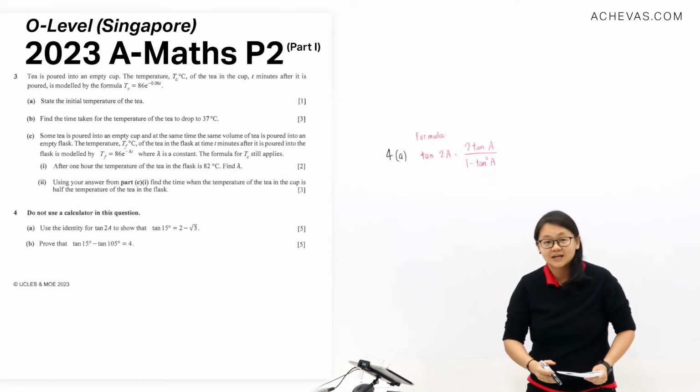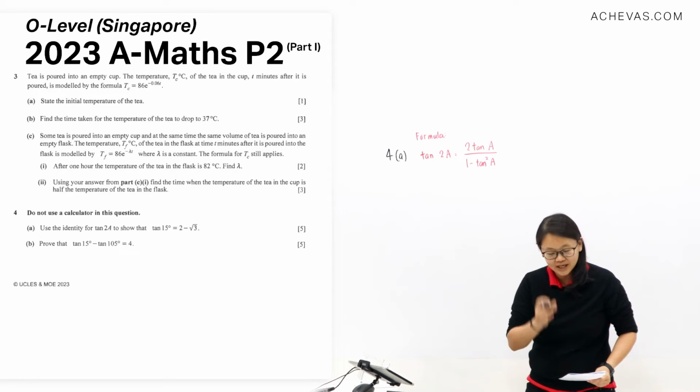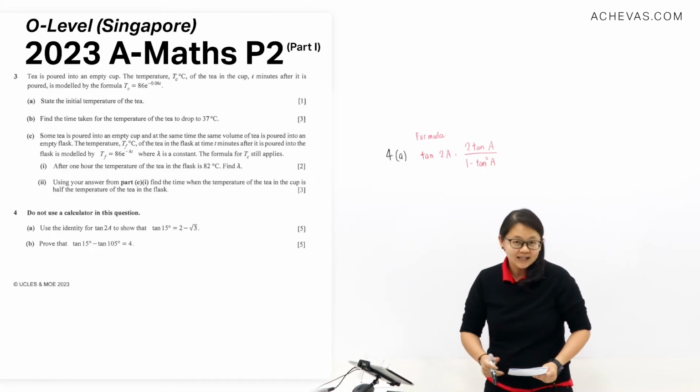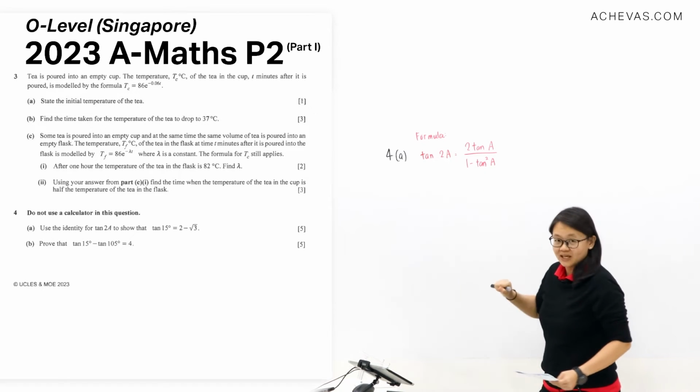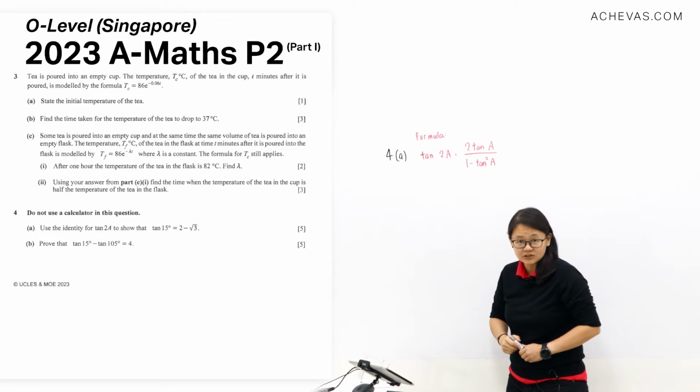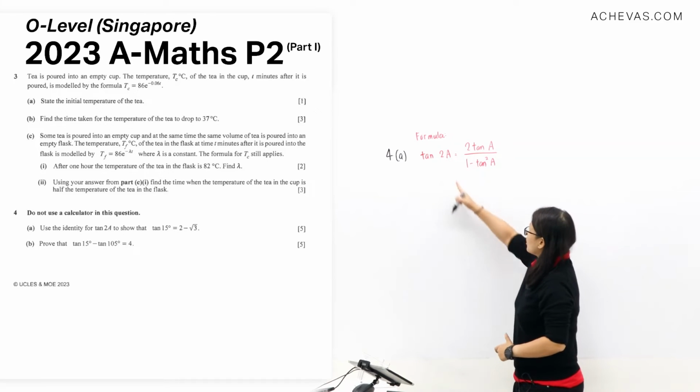Do not use a calculator in this question. Part A. Use the identity for tangent 2A to show that tangent 15 degree equals 2 minus root 3. Now I've written a formula for tangent 2A here. Let's think about how we can get tangent of 15 degree. So there's two ways you can try. I have two different angles here. One is A, one is 2A.